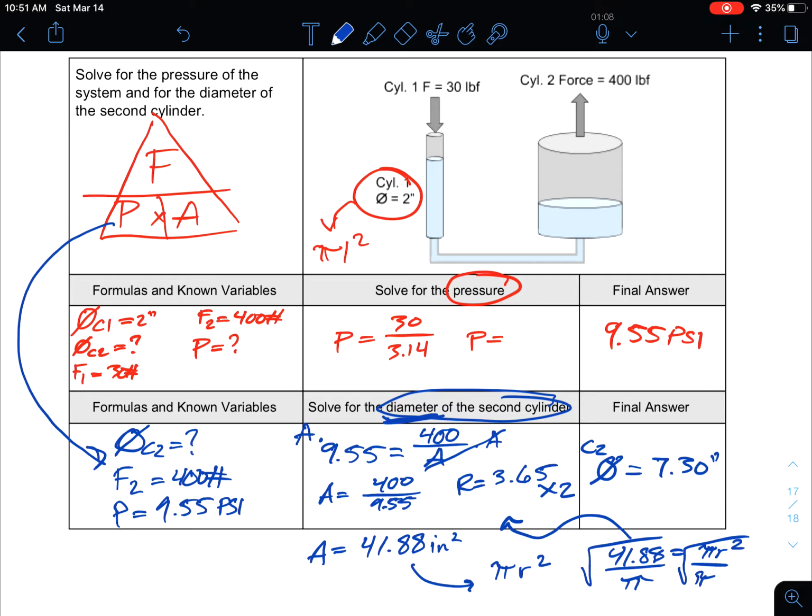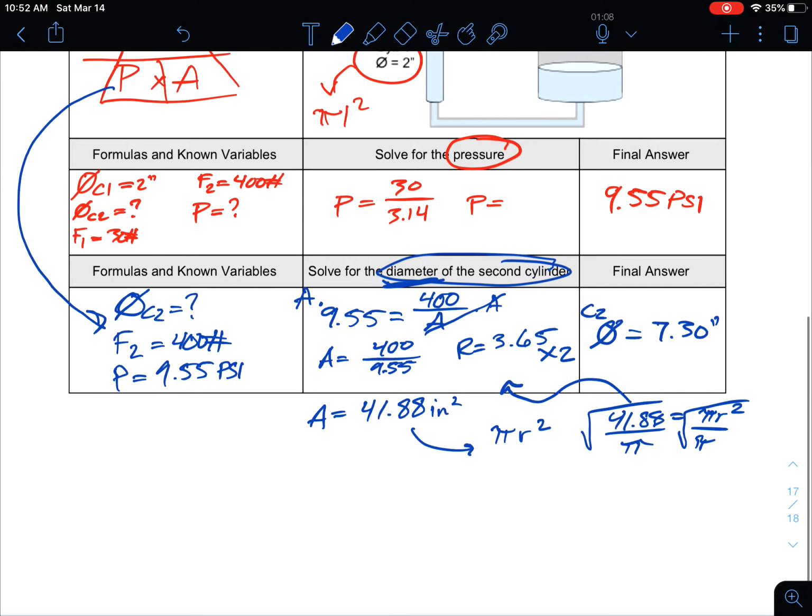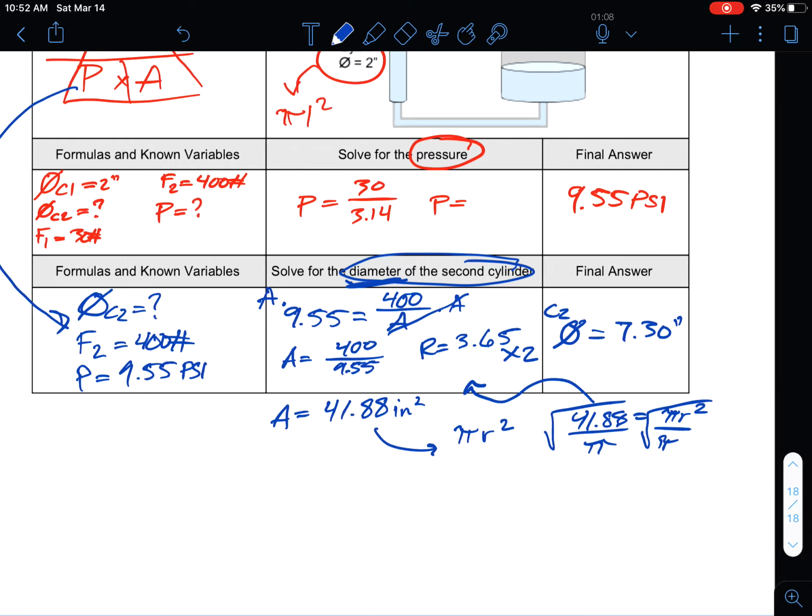Cool. So those are our answers for our first two problems. I hope that that cleared some things up for you, or really confirmed that you have got this and you're on your way to mastery. So let's get to mastery. Let's look at problem number 2.